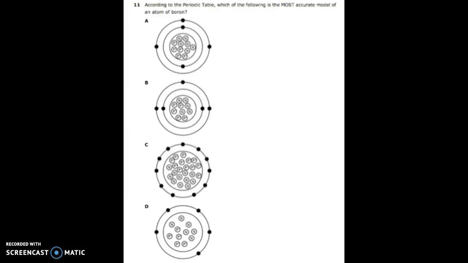Number 11. According to the periodic table, which of the following is the most accurate model of an atom of boron?